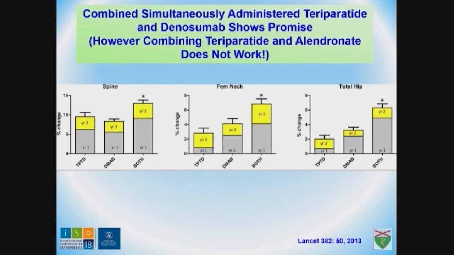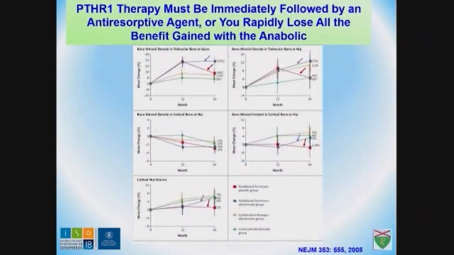When you combine alendronate and teriparatide, you don't get nearly as good a response. You get a response in some tissues, but not other tissues. So this is not something we should be doing. Whether this will come as an FDA-approved therapy, I think, is still an open question.